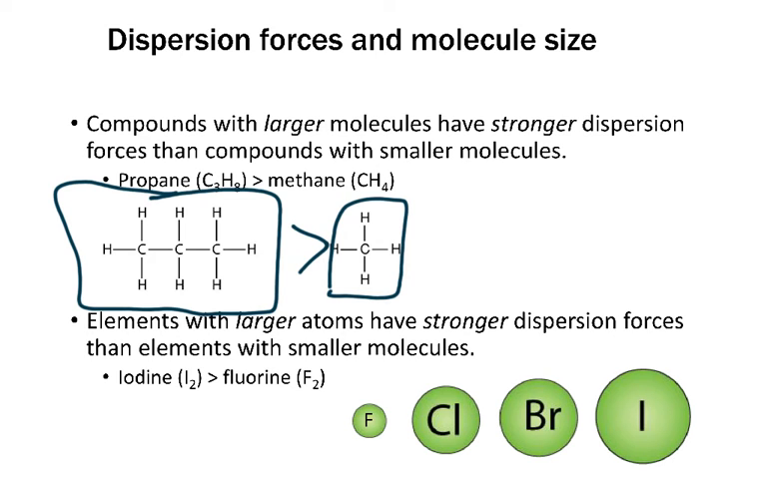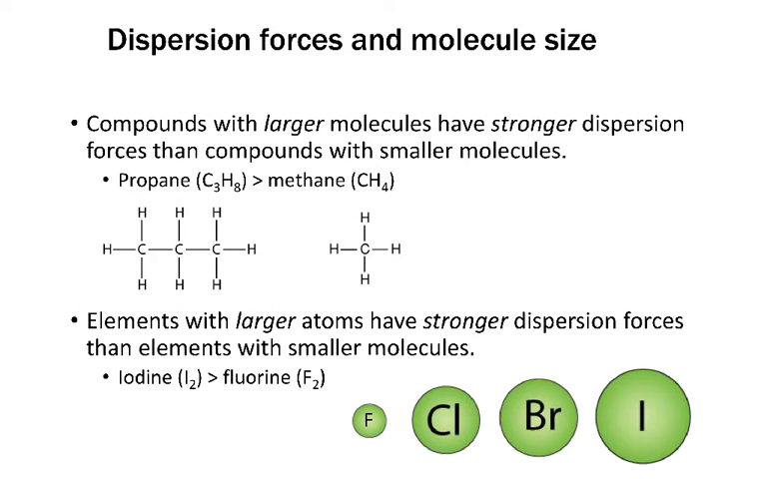The same is true for elements. Elements that have larger atoms have stronger dispersion forces. The electron density has more room to flow around back and forth and can produce an induced dipole easier. So for example, iodine, I2, would have stronger intermolecular forces than molecular fluorine, F2, because iodine is larger. Okay, so the bigger the molecule, the stronger the dispersion forces.